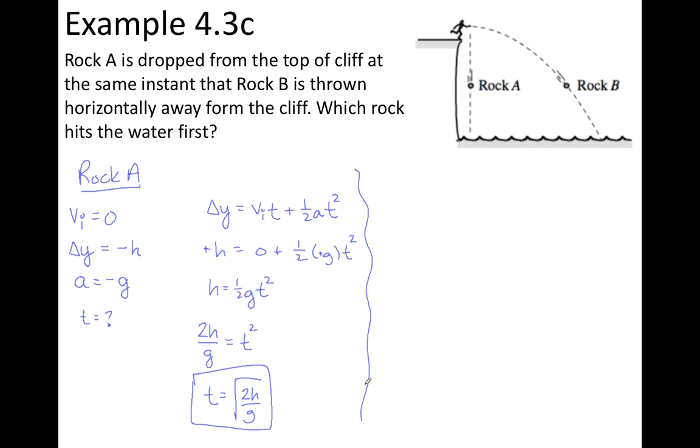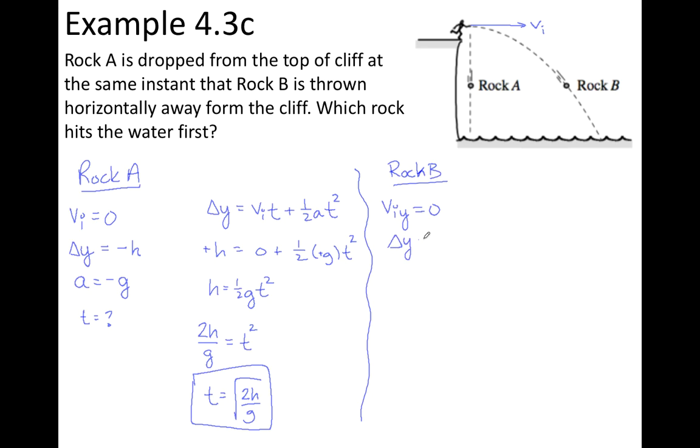So now we're going to move on to rock B. Now, rock B has some sideways motion, but the sideways motion does not affect the time of flight. It's only the y direction motion that's going to affect rock B. So, what about rock B's y direction motion? Well, rock B, as I discussed on the last slide, starts with 0 y velocity. The velocity of rock B just looks like this initially. It does not have any y component. All of its initial velocity is in the x direction.